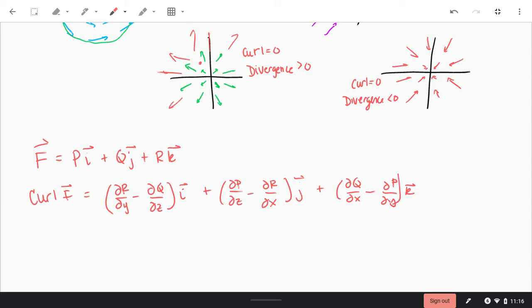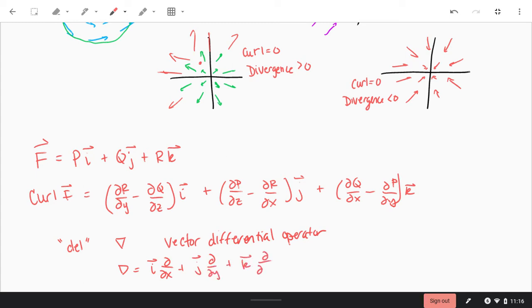Okay, now, like I said, that's pretty tricky to remember, but we have this special operator that we use called the del operator, which you've seen before. It's called your vector differential operator, or just del for short. And del is i partial dx plus j partial dy plus k partial dz. That we can remember, right? Because everything goes in order, i, j, k, x, y, z.